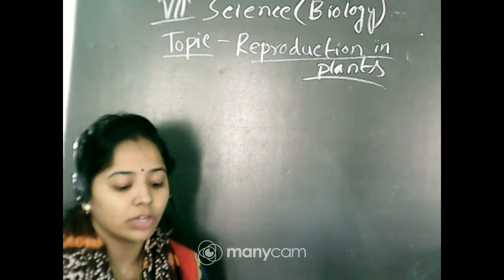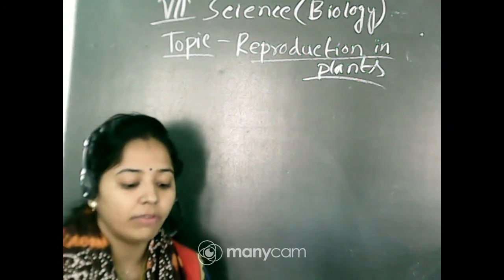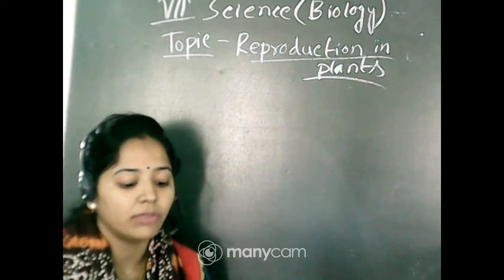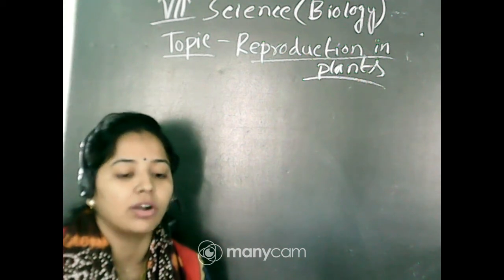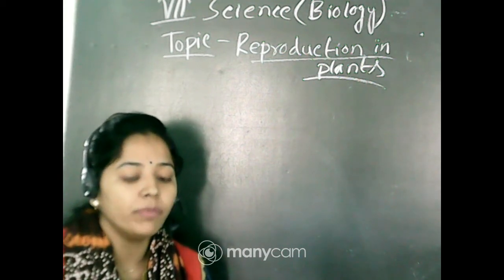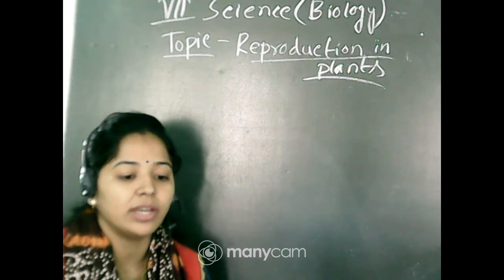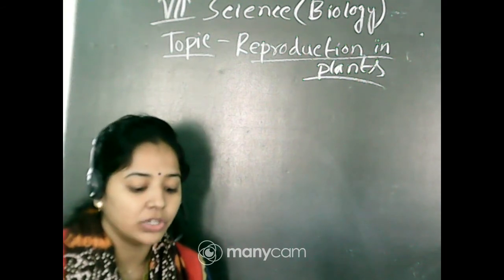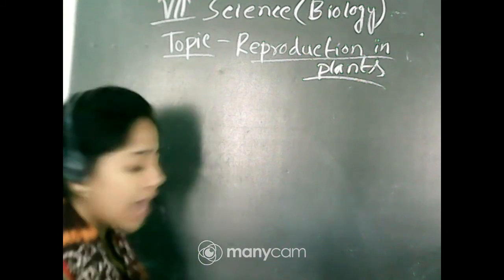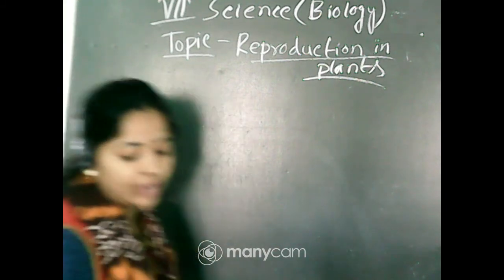So in cross pollination, when the pollen of a flower lands on the stigma of a flower of a different plant of the same kind, it is called cross pollination. So I hope you understood the basic differences between cross pollination and self pollination. And how is the zygote actually formed from these pollen grains?